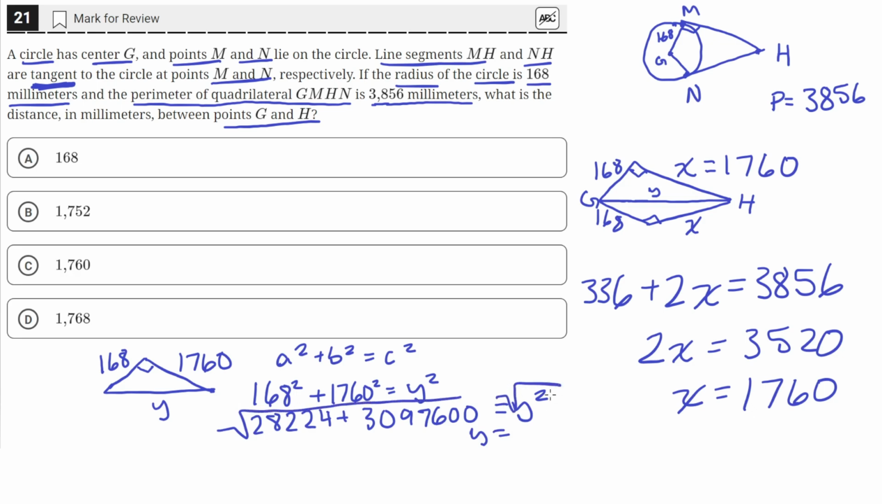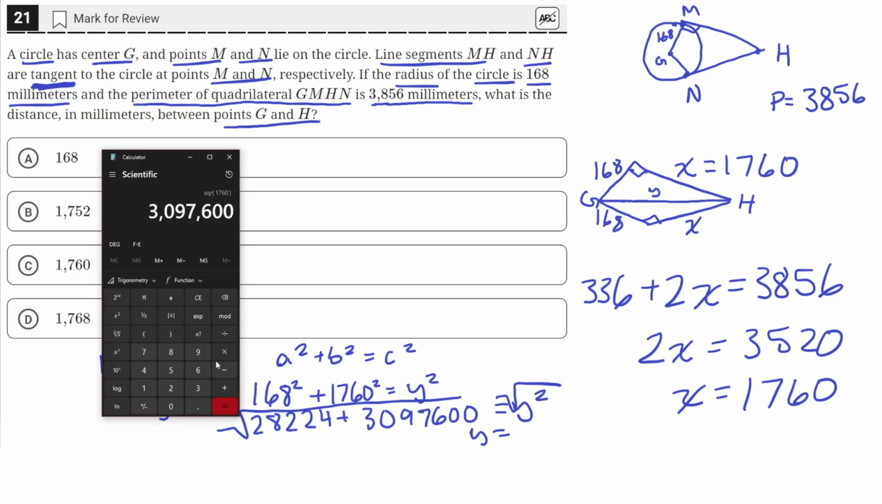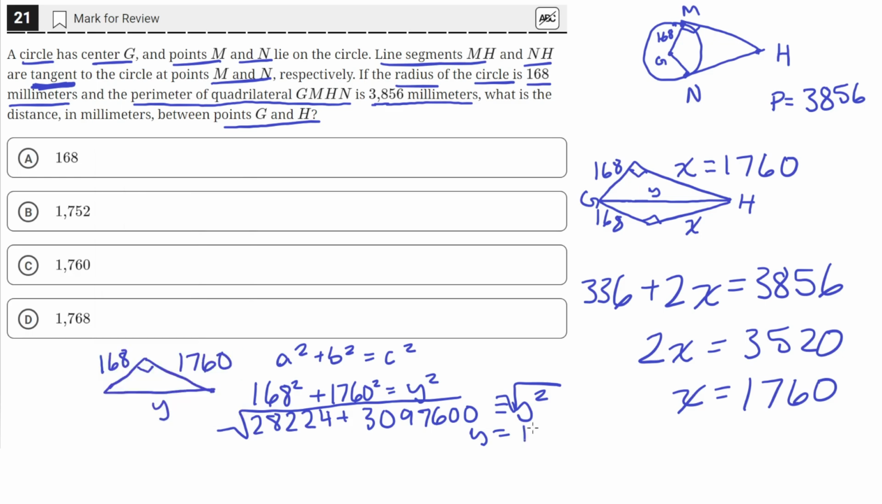So that means y is going to equal the square root of all this. We can square root both sides to get rid of the exponent. So first let's add these two quantities: 3 million plus the 28,224 gives us this big number, and then we can just find the square root of that, which is 1,768. So the length of this distance from G to H, which is the hypotenuse of this triangle, which we denoted as y, is 1,768. So answer choice D.